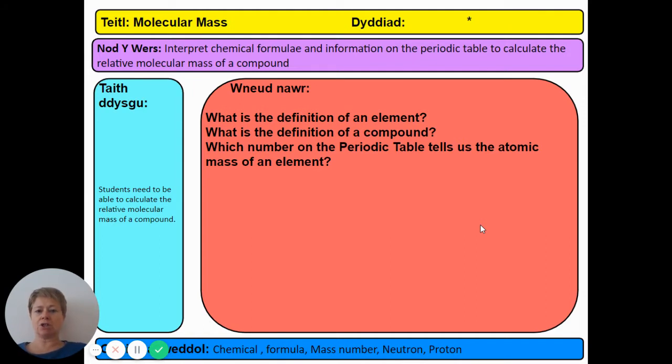The definition of an element: a substance containing one type of atom. A compound is a substance made up of two or more types of atom joined together. And on the periodic table, it is the larger number of the two numbers in each box that tells us the atomic mass of an element.